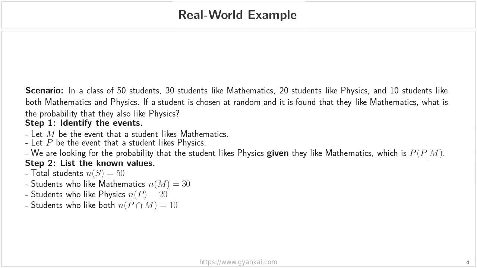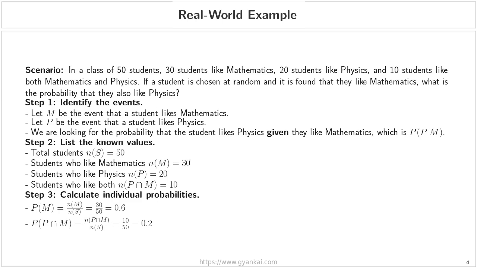Moving to step 2, let's list all our known values from the scenario. The total number of students in our original sample space, which we call N of S, is 50. The number of students who like mathematics, N of M, is 30. The number of students who like physics, N of P, is 20. And finally, the number of students in the intersection, N of P intersection M, which represents those who like both, is 10.